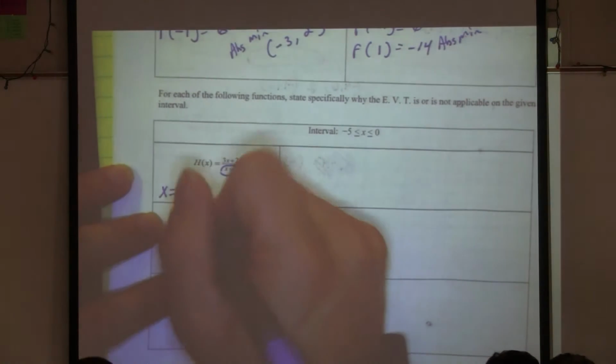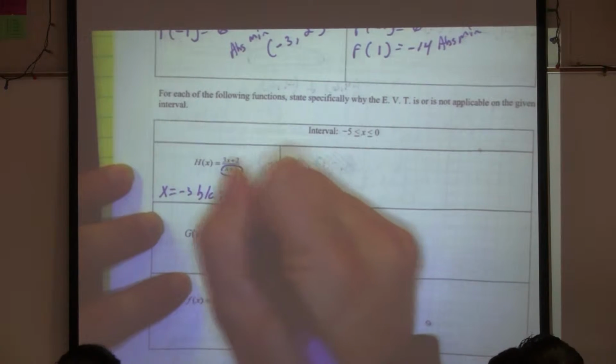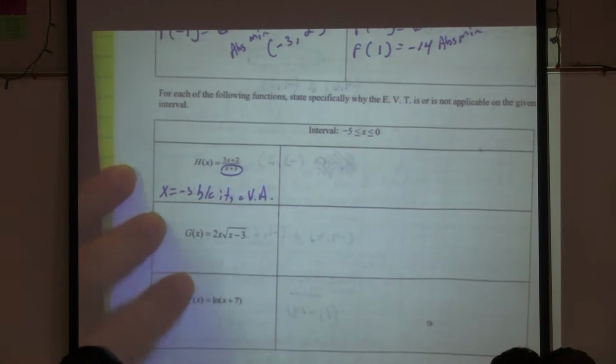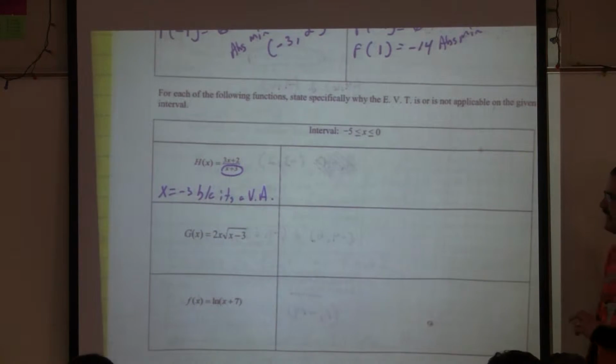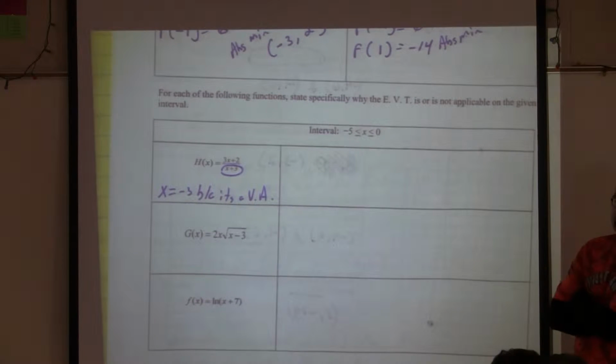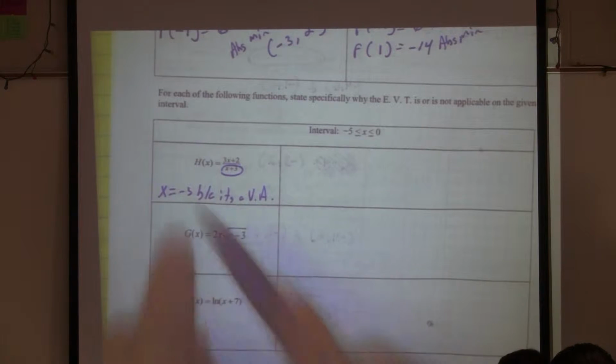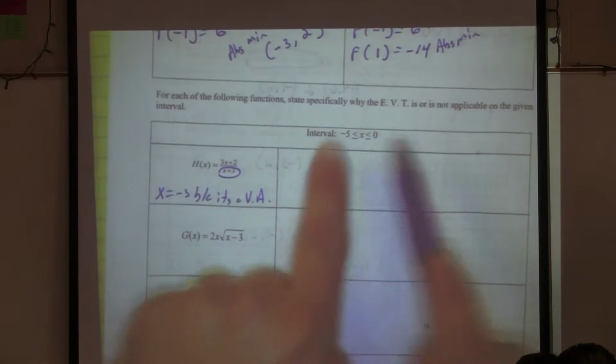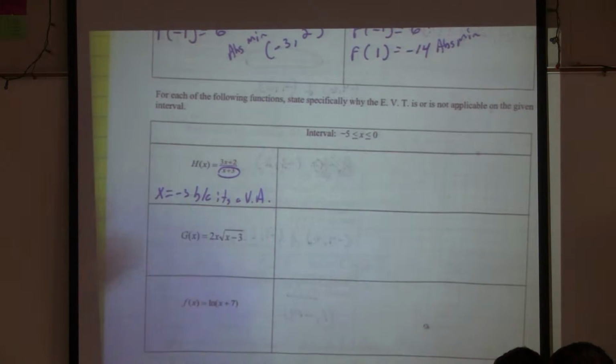Why? It's a vertical asymptote, right? Okay, what else would I have to check? For holes, does it have any holes? No? Okay, what else would I have to check? That -3 is where? In the interval. So is -3 in this interval? Yes. So does EVT apply in this particular case? No. So what do we say?